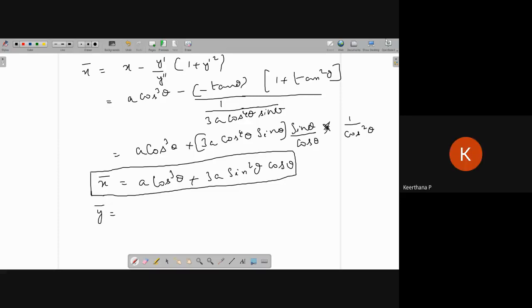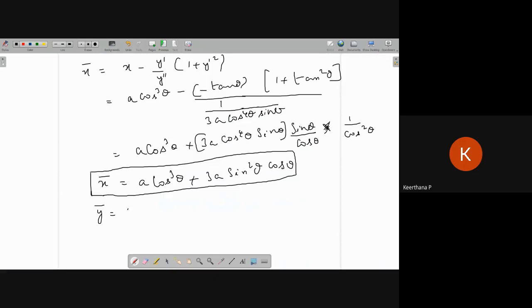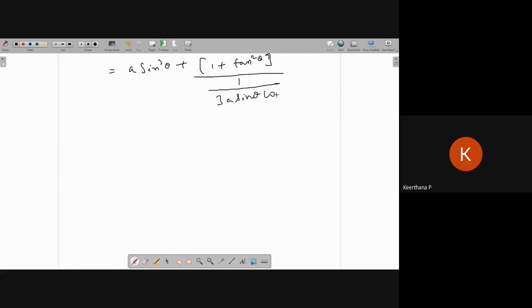Sir, y bar equals to, Kirtan. Y bar equals y plus 1 plus y dash square divided by y double dash, is equal to a sine cube theta plus 1 plus tan square theta divided by 1 by 3a sin theta cos to the power 4 theta.